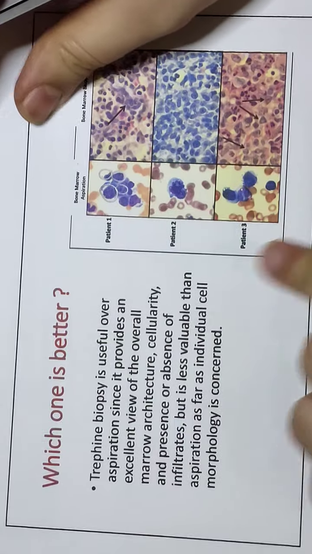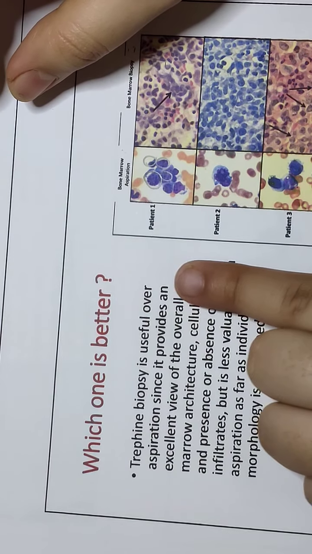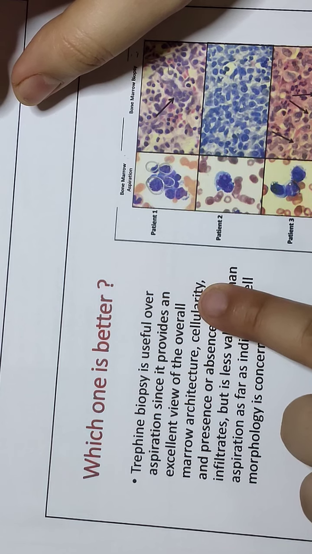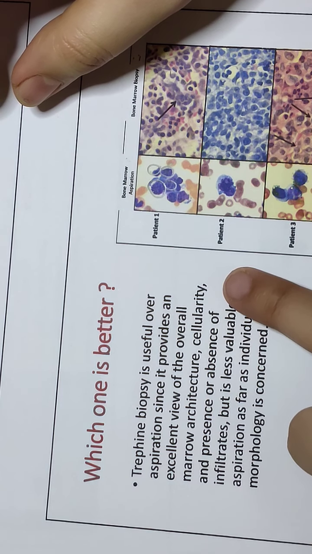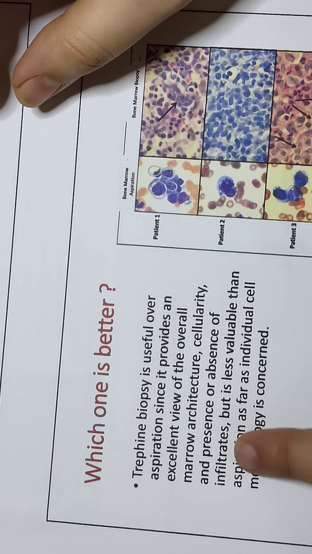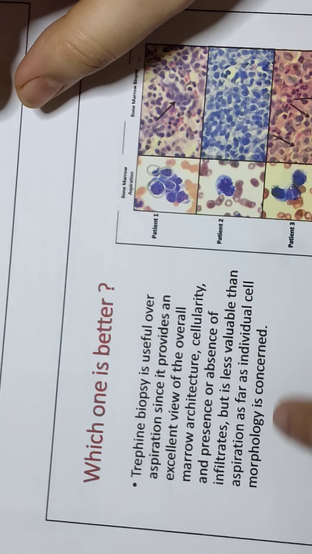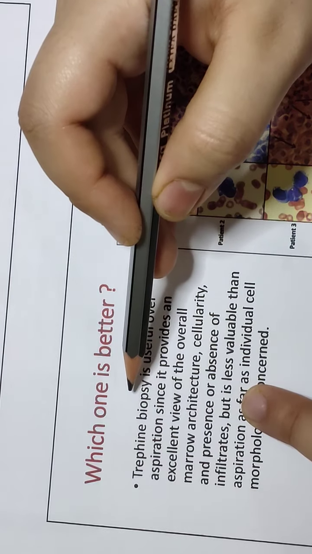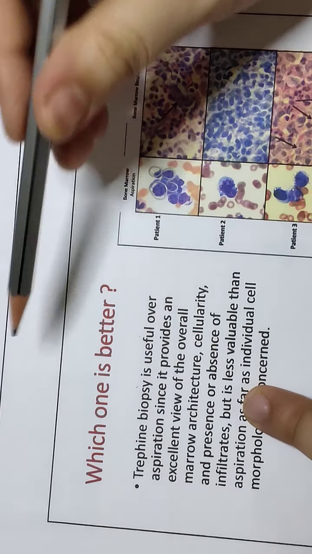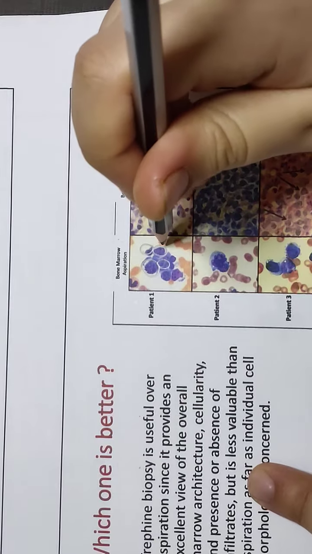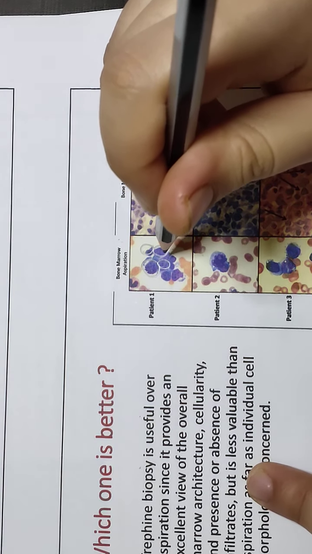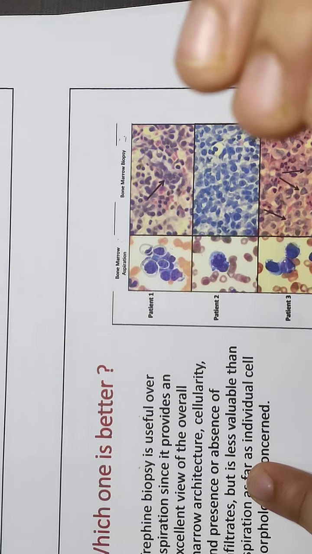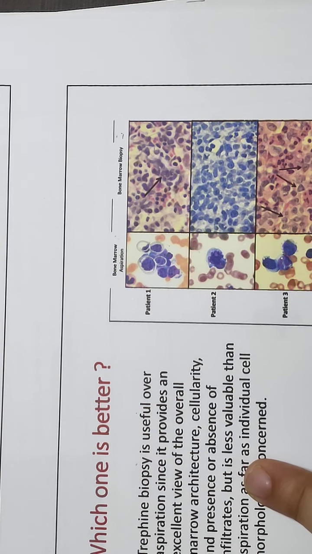Okay, so here you can see trephine biopsy is useful over aspiration since it provides an excellent view of the overall marrow architecture, cellularity, and presence or absence of infiltrates, but is less valuable than aspiration. See, most useful is biopsy, but it is less value. Why is it less value? Because when you can see the cells individually, you can come to know that there is something wrong inside the cell. So that is even more valuable.